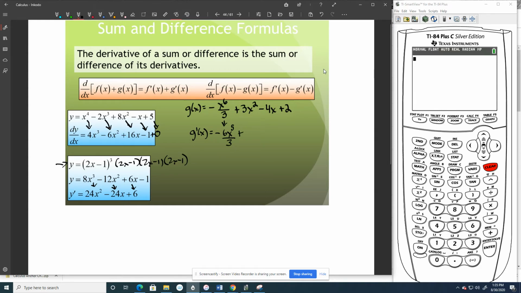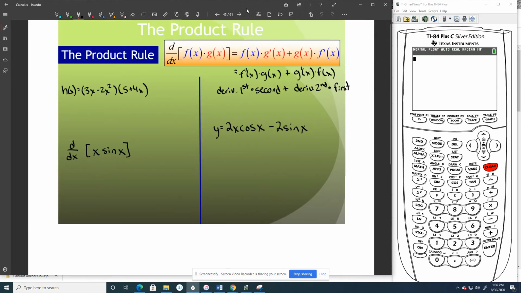Plus 3x squared, the 2 drops down to become 6x to the 1st power. -4x, remember the rule here, this is just x to the 1. So when you multiply it down, all you end up with is a -4, and the 2 goes to 0. So when I rewrite this, I get -2x to the 5th plus 6x minus 4. Okay, so a pretty simple rule. Just find the derivative of each part and write them in order, and you end up with your g prime of x.